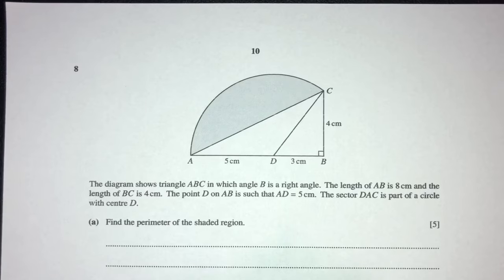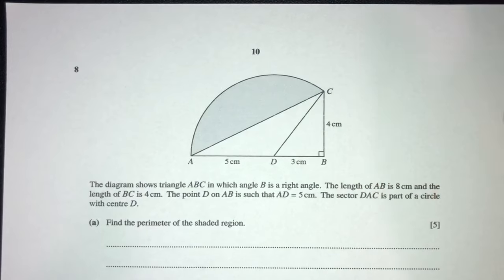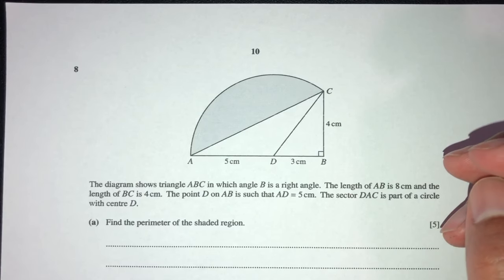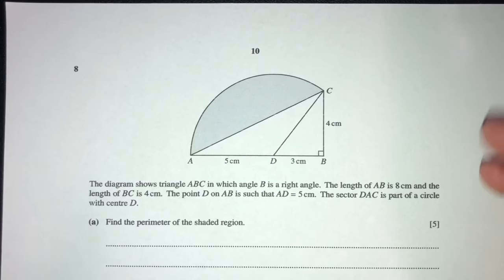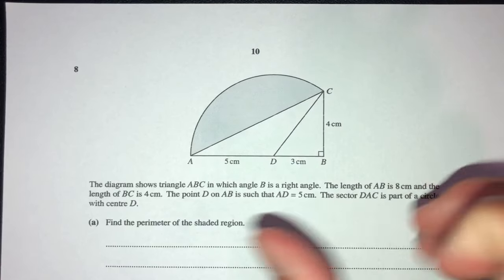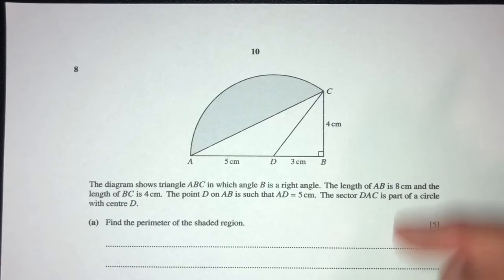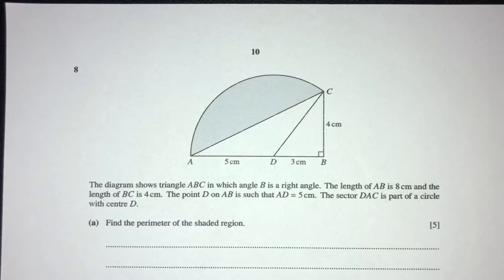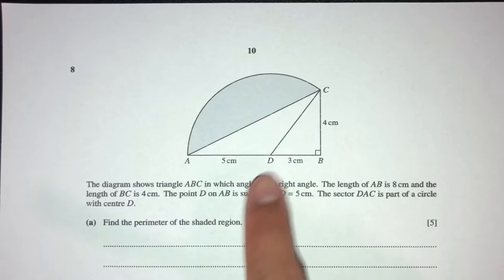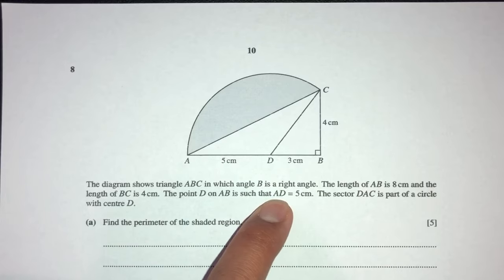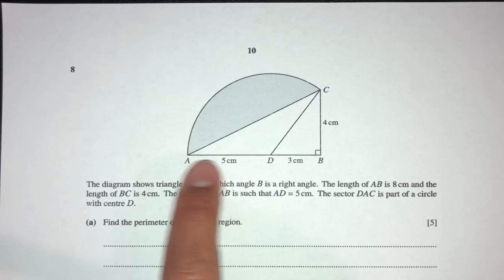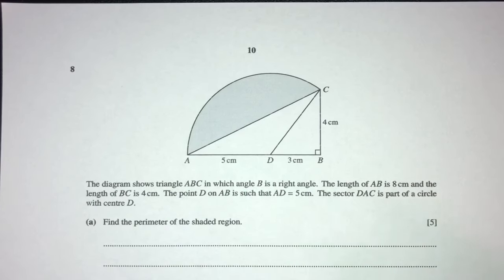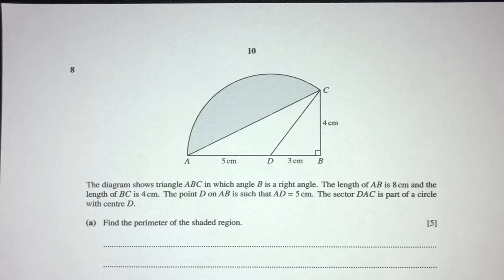So the diagram shows the triangle ABC, so A, B, and C, alright, in which the angle B is a right angle. The length of AB is 8, so this is 8, and the length of BC is 4. Okay. Now the point D is on AB right here, such that AD is 5. So basically everything has been given to you on the diagram. We're just trying to explain what is on the diagram, right?